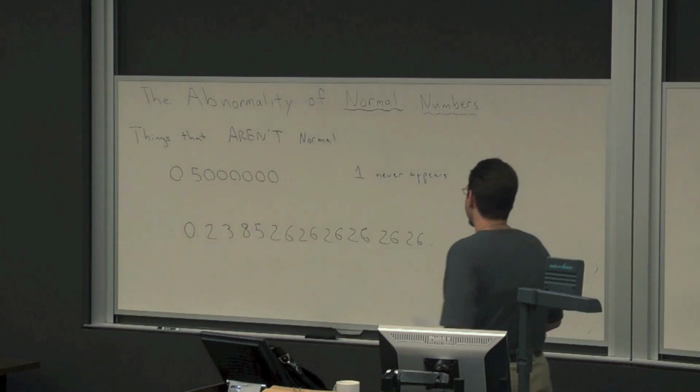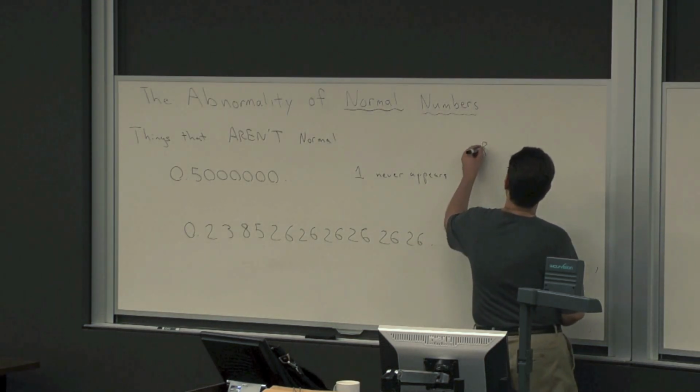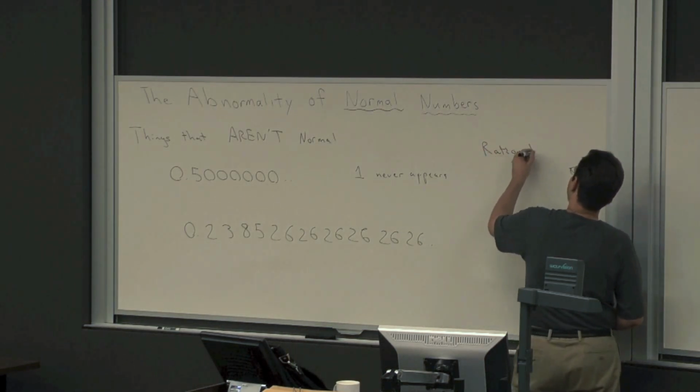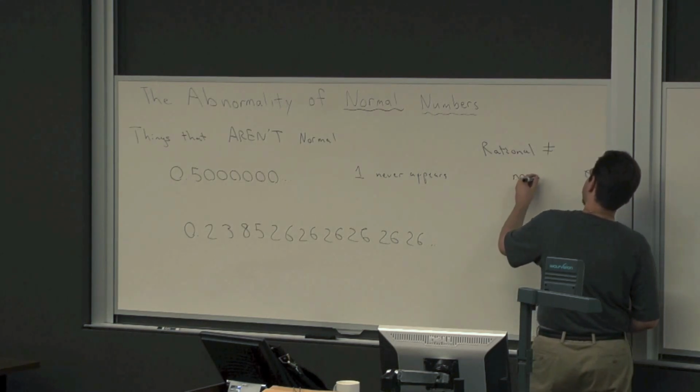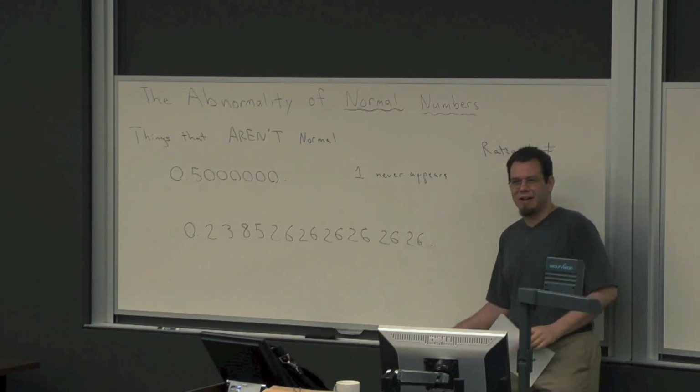And so basically, anything that's rational is not normal. But that's kind of a cop-out. It's way too easy.